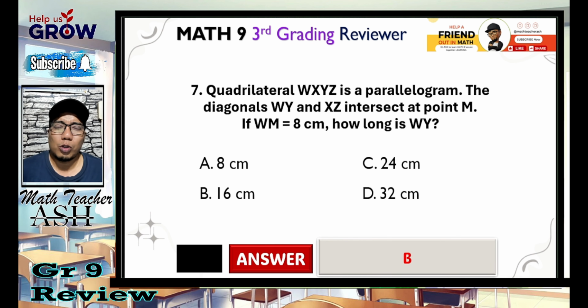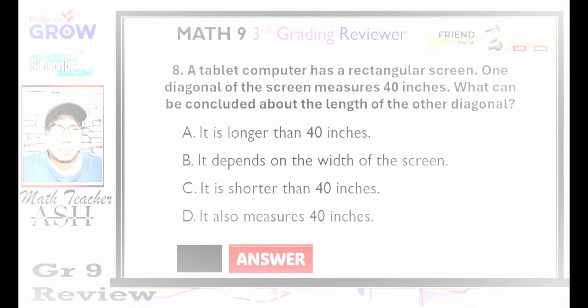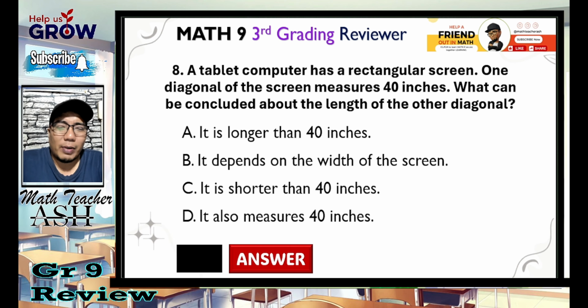So now let us go to question number 8. A tablet computer has a rectangular screen. One diagonal of the screen measures 40 inches. What can be concluded about the length of the other diagonal? A, it is longer than 40 inches. B, it depends on the width of the screen. C, it is shorter than 40 inches. Or D, it also measures 40 inches. I'll give you 5 seconds to think about your answer.